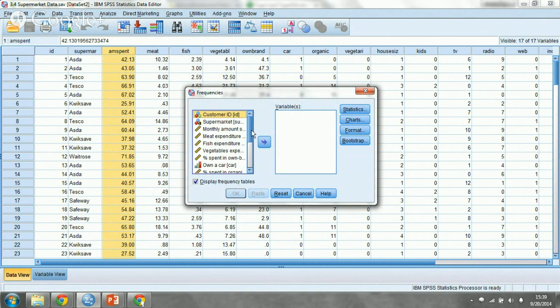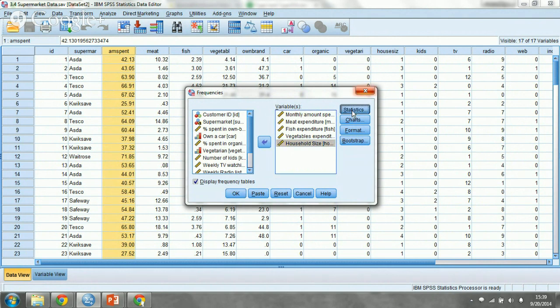And so I'm going to select a couple of variables. I'm going to select the monthly amount spent on food. I'm going to select the monthly meat expenditure, fish expenditure, vegetable expenditure, and I'm also going to select the household size, how many people are in a household. And again, this is just for the analyses that I'm going to run. You may be running different analyses.